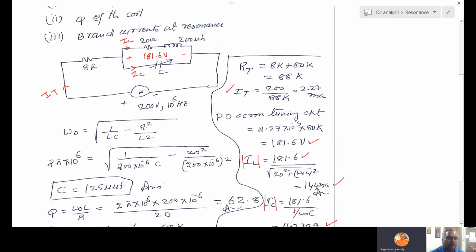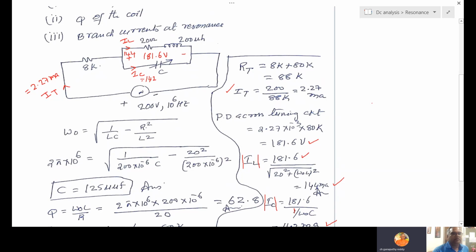So we can observe this current is 2.27 milliamp, but this current is 144, whereas this current is 142. How come 144 or 142 greater than incoming? As I told earlier, parallel circuit works like a current amplifier. So magnitude of IL, magnitude of IC is greater than incoming current.